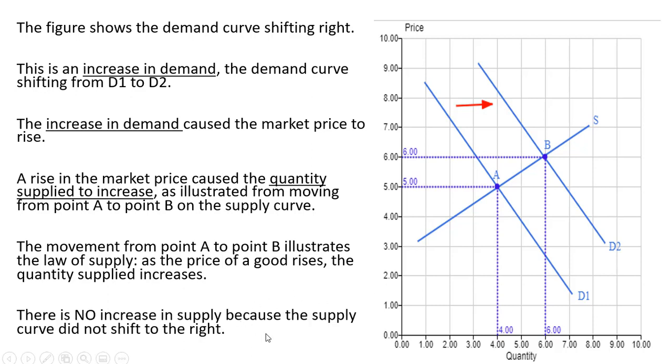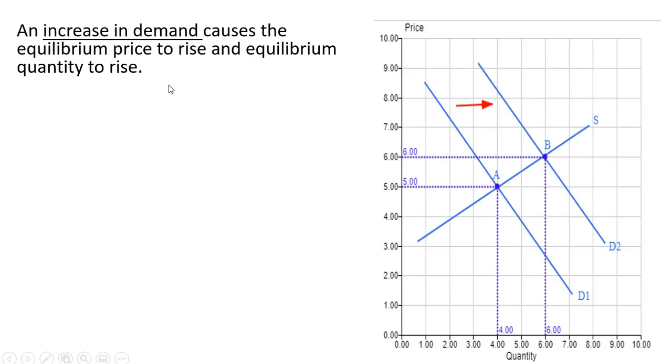In this example, there is no increase in supply. An increase in supply means the entire supply curve shifted. In this case, the supply curve did not shift. We had an increase in demand, and we just moved along this stationary supply curve. So there's only an increase in the quantity supplied happening in this diagram. So this increase in demand causes the equilibrium price to rise and equilibrium quantity to rise.